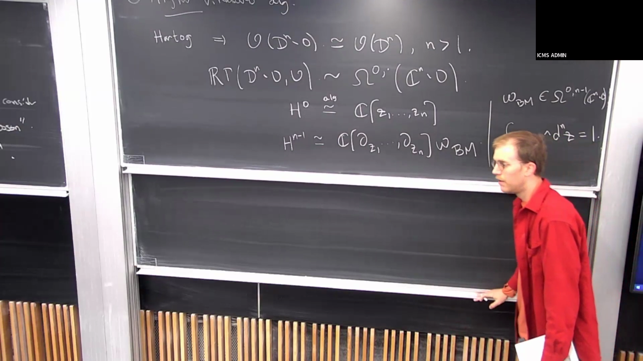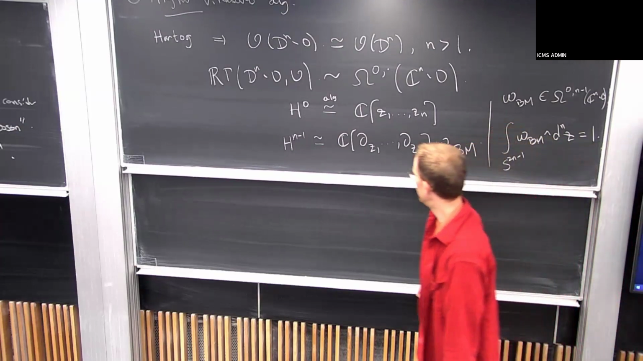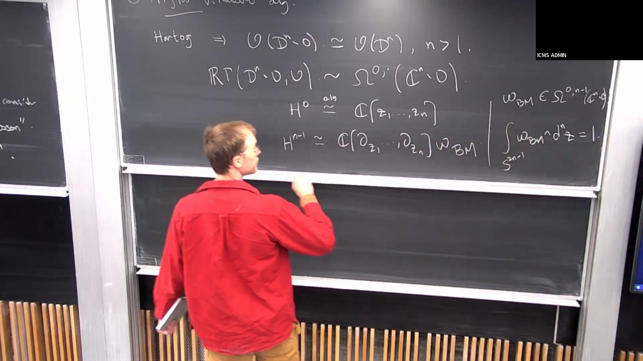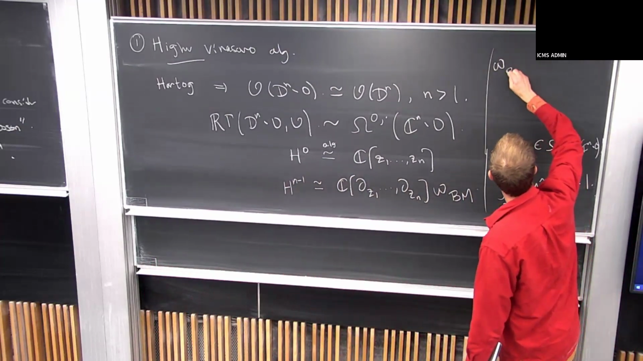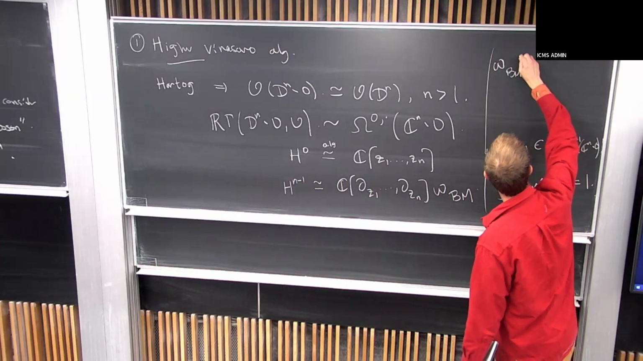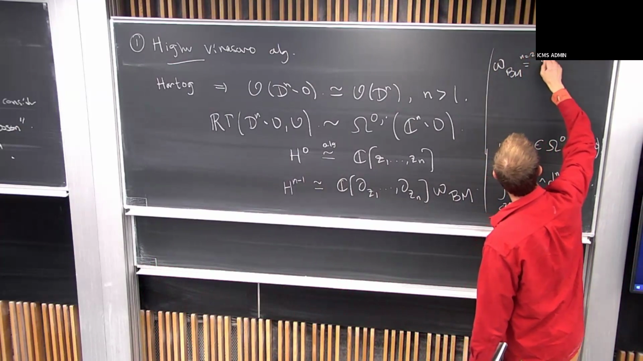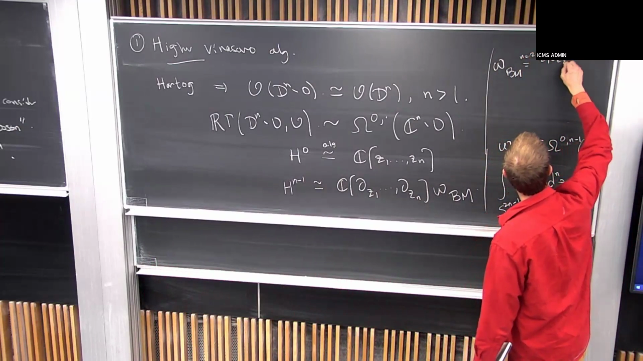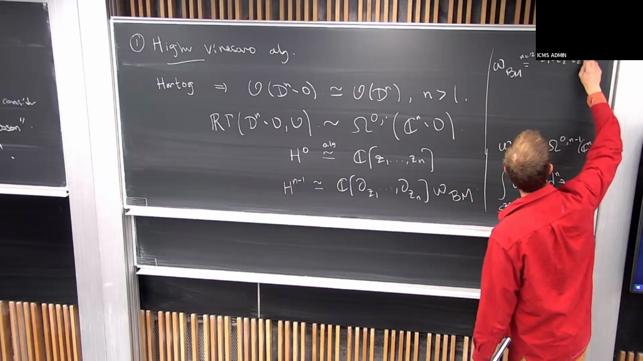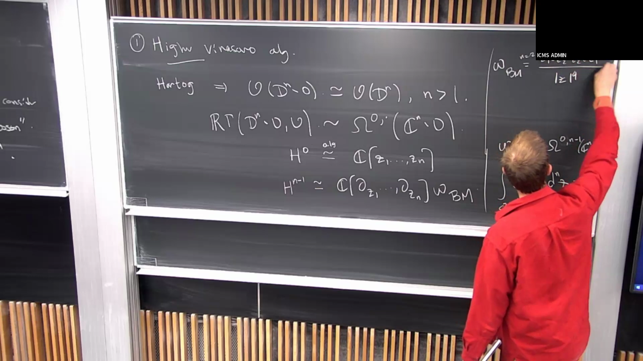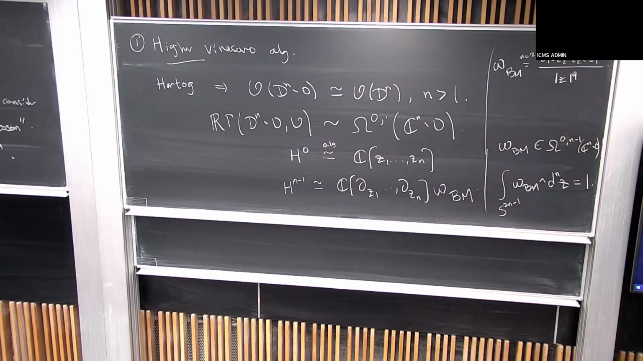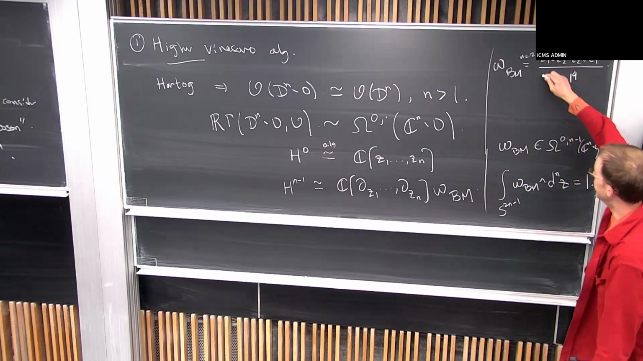The formula for that form in n equals 2. Yeah, so n equals 2. And there should be a number here.